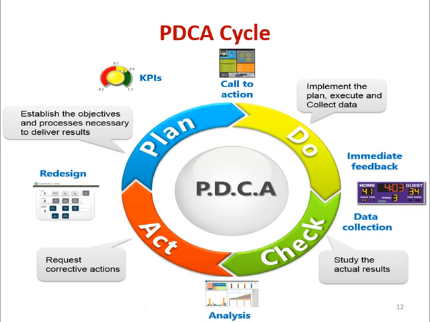Once you have the data, you check it. You do the study to have the actual results, or an analysis. Then you again act. Maybe you have to act positively because all your processes are fine, or maybe negatively, your processes are not fine. You need to act in another way, so as to redesign it. All this is a component of immediate feedback. So this all is data collection. You call to action, immediate feedback, data collection, analysis, and again redesign. So plan, do, check, and act.